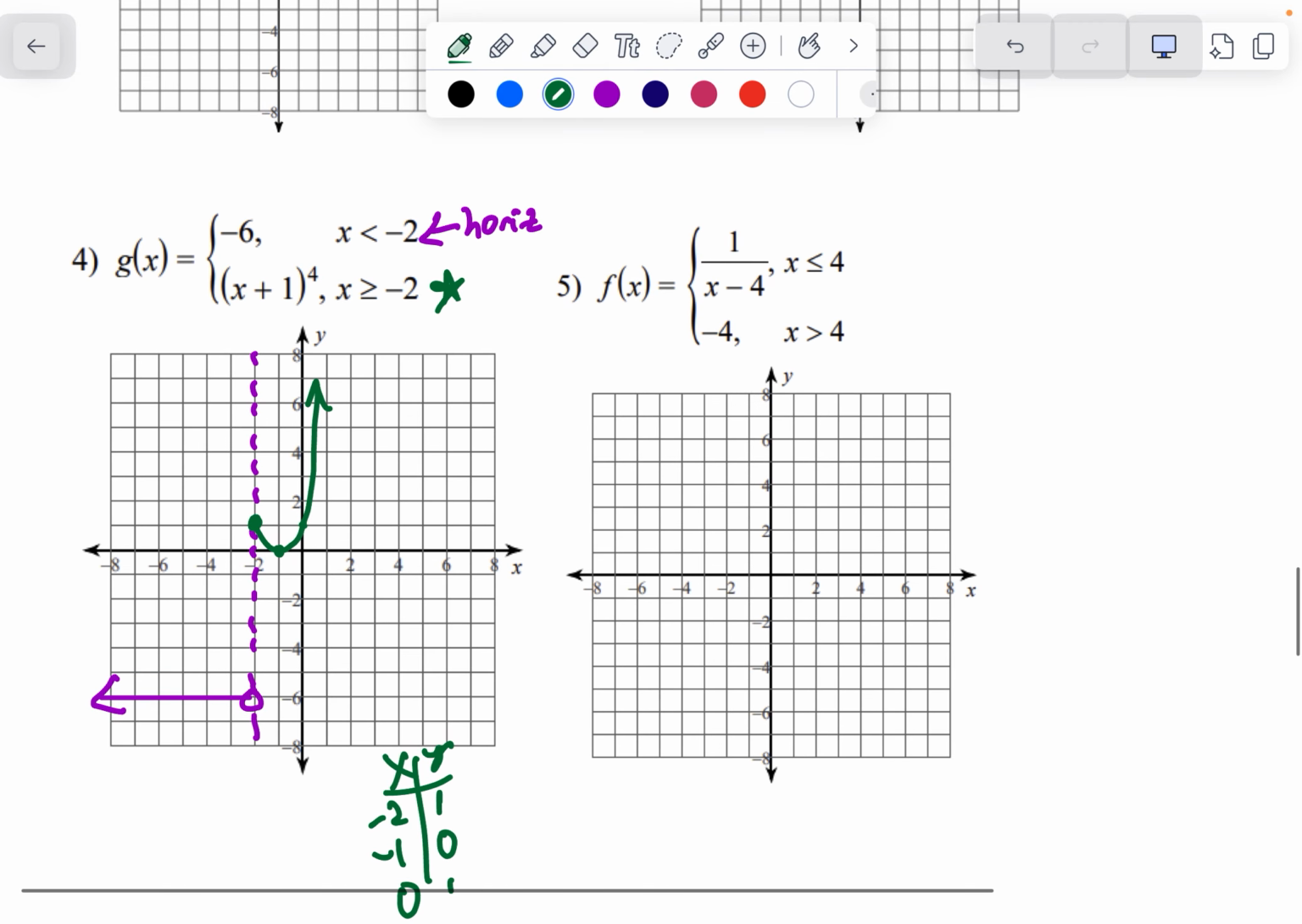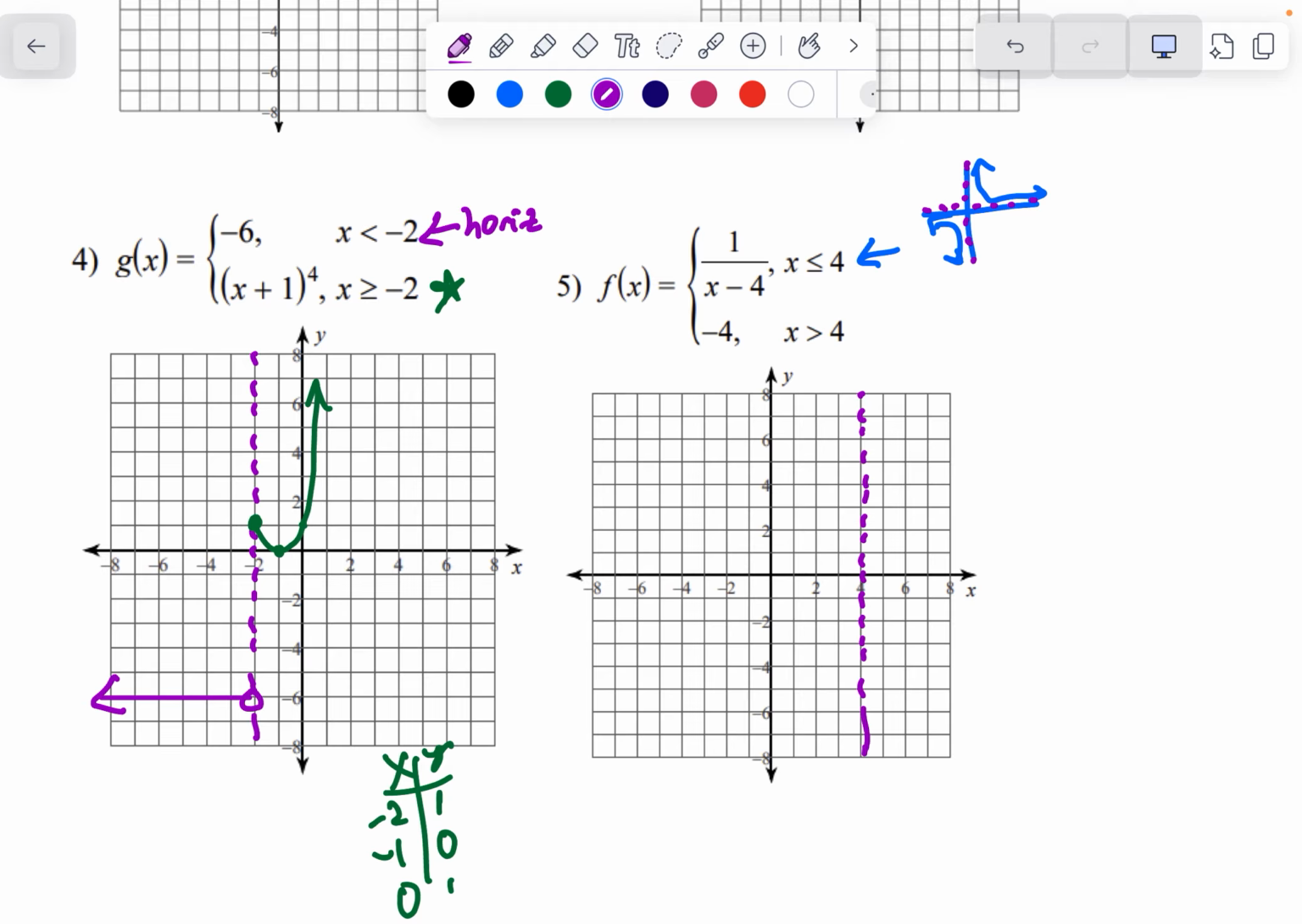Okay. Let's do 5. This is our reciprocal function. Remember how our reciprocal function looks? It has those pieces. It has an asymptote. And this one will have gone to the right to 4. So it kind of makes sense that the border's at 4. So let's put our border down.